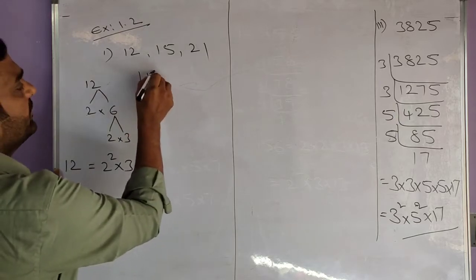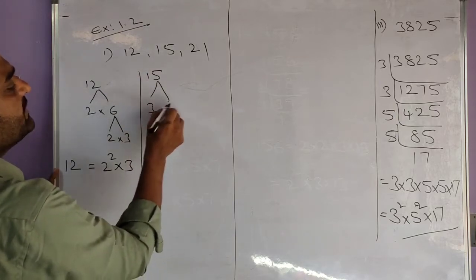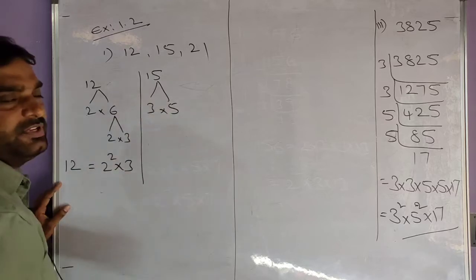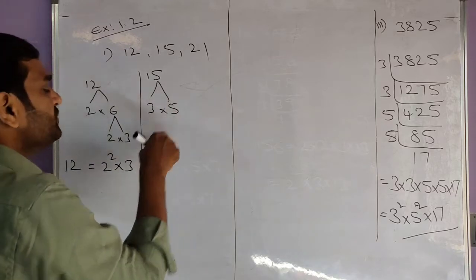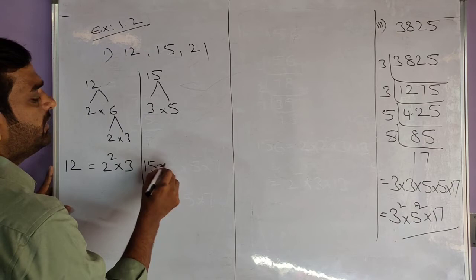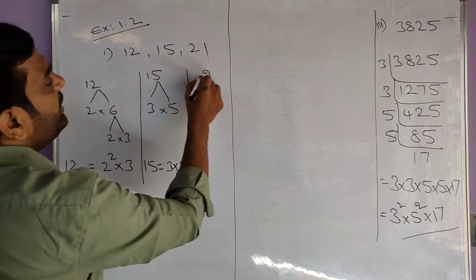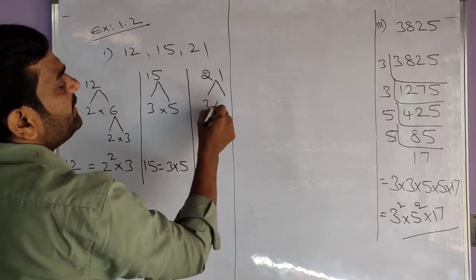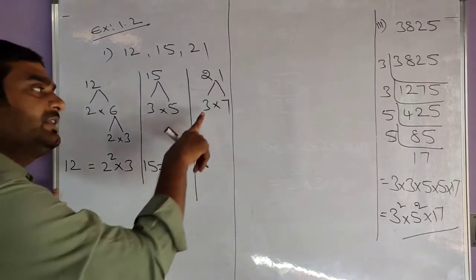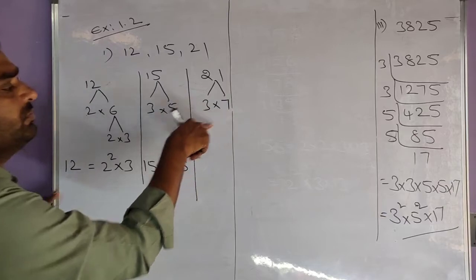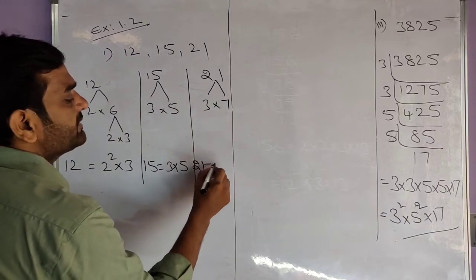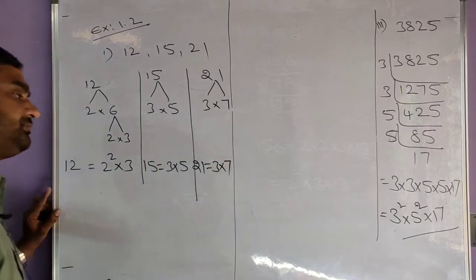Now 15. 15 can be written as 3 into 5. 3 is a prime number and 5 is also a prime number. So totally, 15 is equal to 3 into 5. And 21 can be written as 3 into 7. 3 is a prime number, 7 is also a prime number. So 21 is 3 into 7.